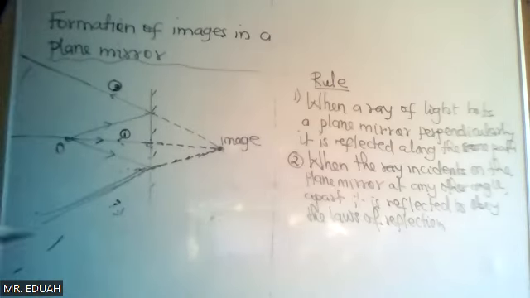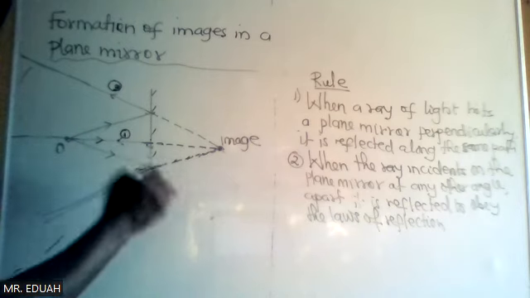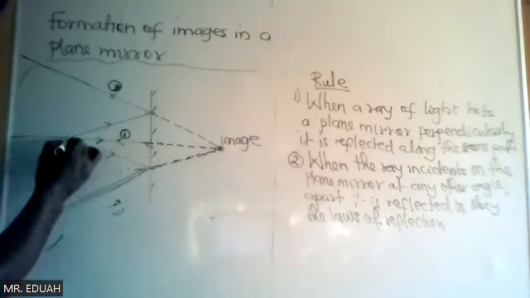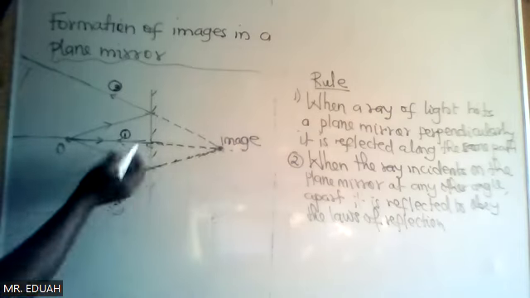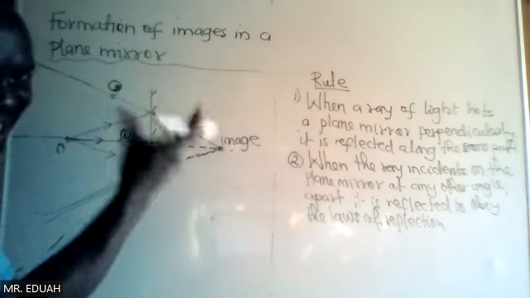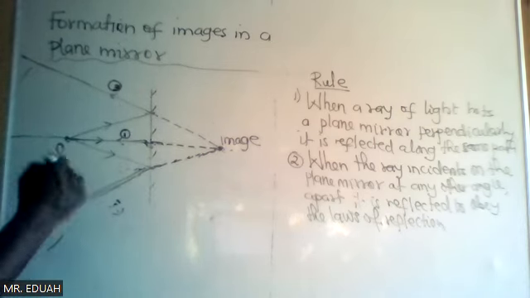But in doing this, you also need to consider that for formation of image in a plane mirror, object distance must be equal to the image distance. So you must measure this carefully. But because I used freehand, that is why I didn't factor that. Okay.